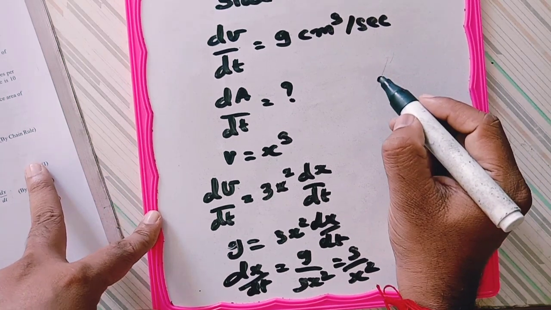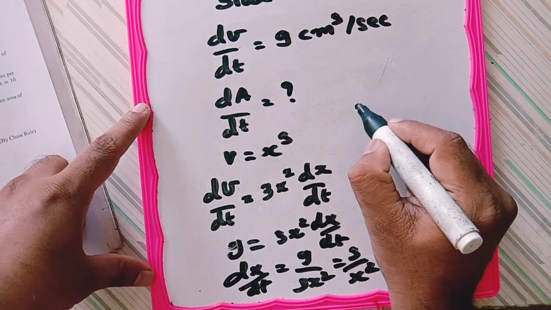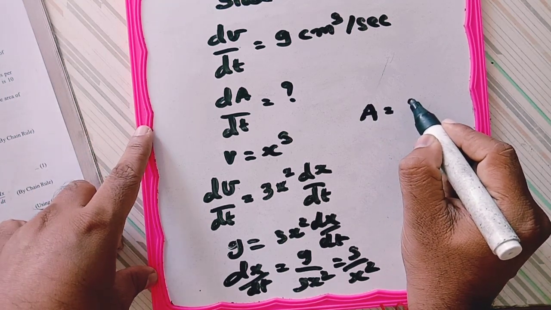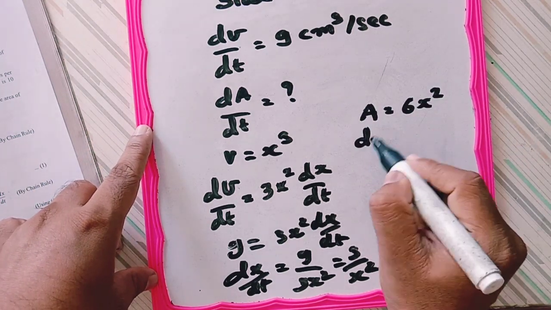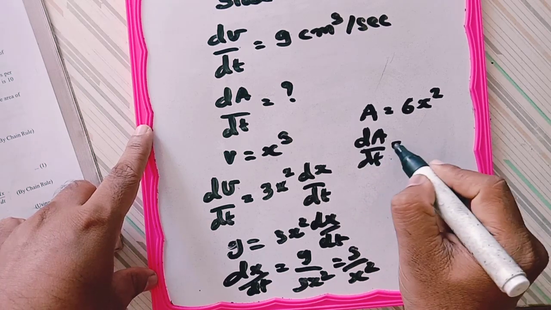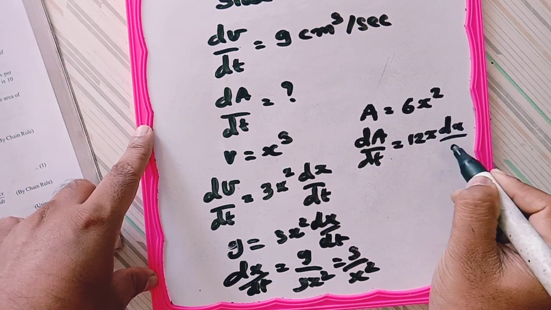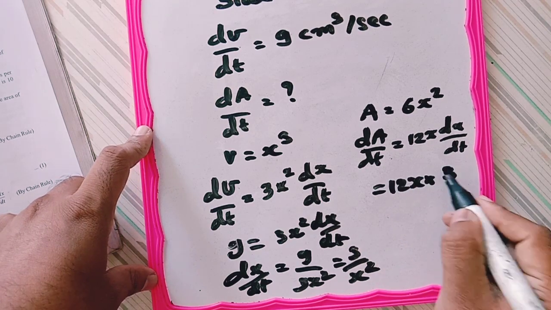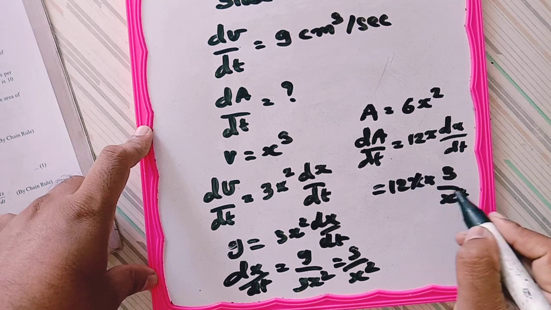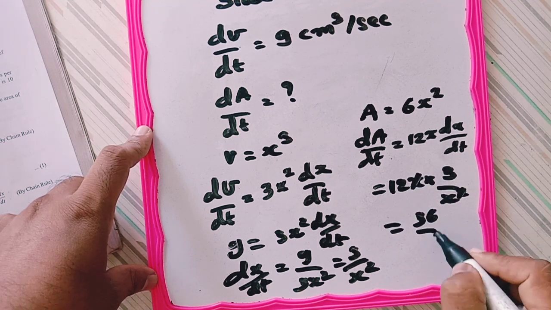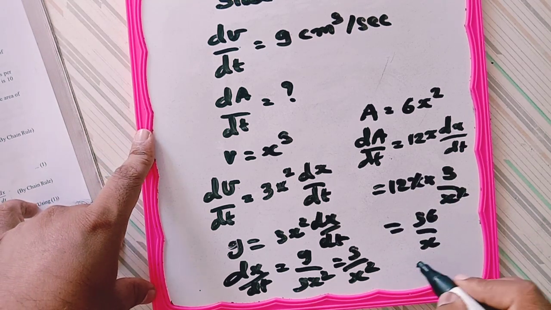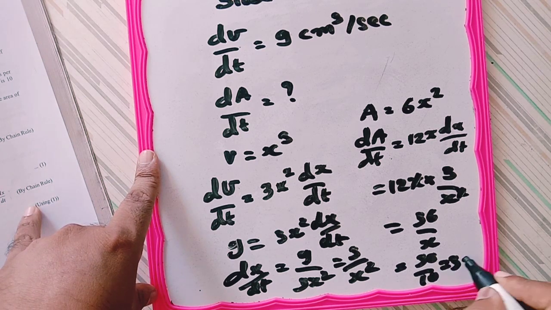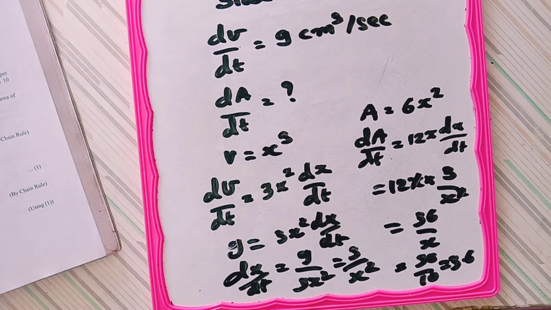Now the surface area of the cube is A equals 6x square, so dA by dt will be 12x dx by dt. Substituting the value, we get 12x into 3 by x square. One x will cancel and we get 36 by x. Now x is given as 10, so 36 by 10 gives 3.6 centimeter square per second.